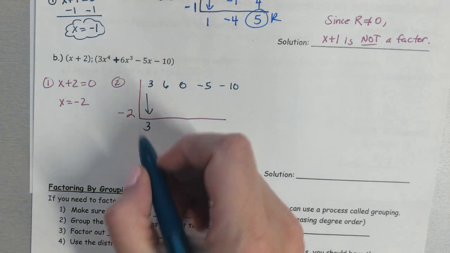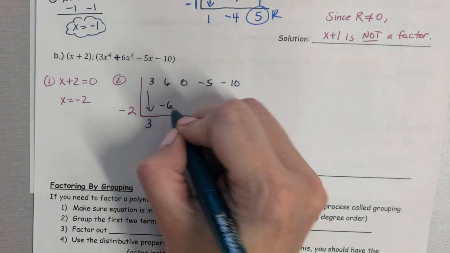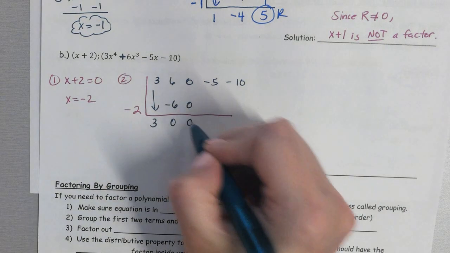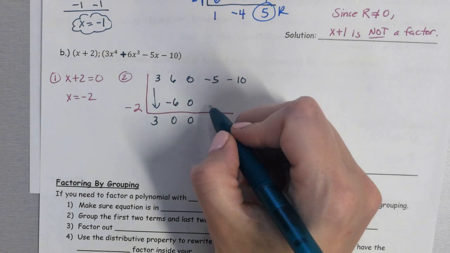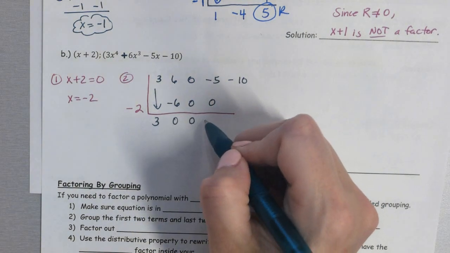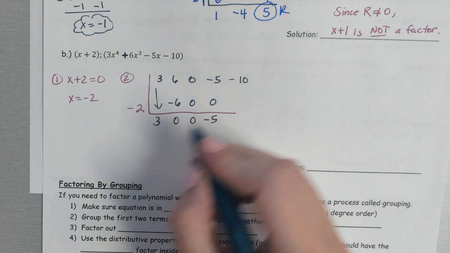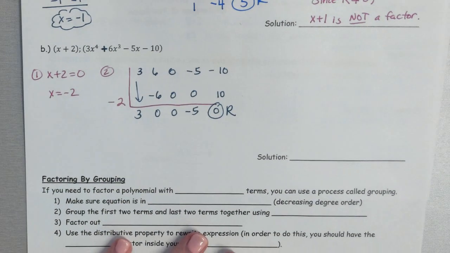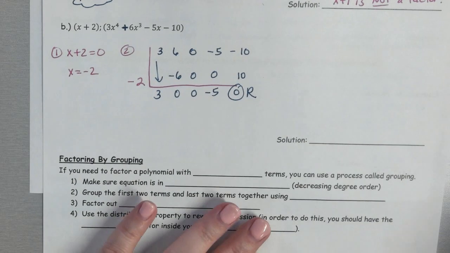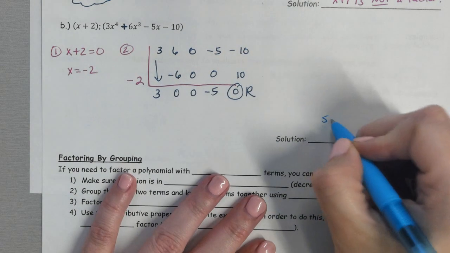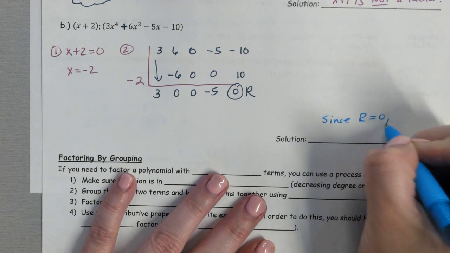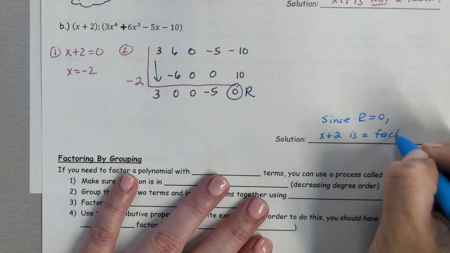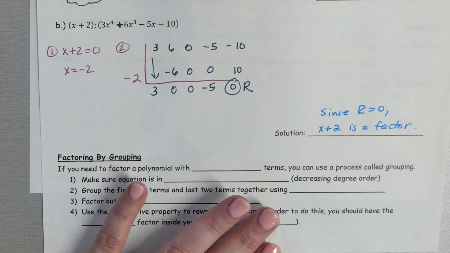And then look what happens with this one. 3 times -2 is -6, so that's 0. Anything times 0 is 0. 0 plus 0 is 0. 0 times -2 is 0. -5 plus 0 is -5. -5 times -2 is +10. Yay, so your remainder is 0. So what we would say is, since r equals 0, x plus 2 is a factor. So it is a factor of p of x.